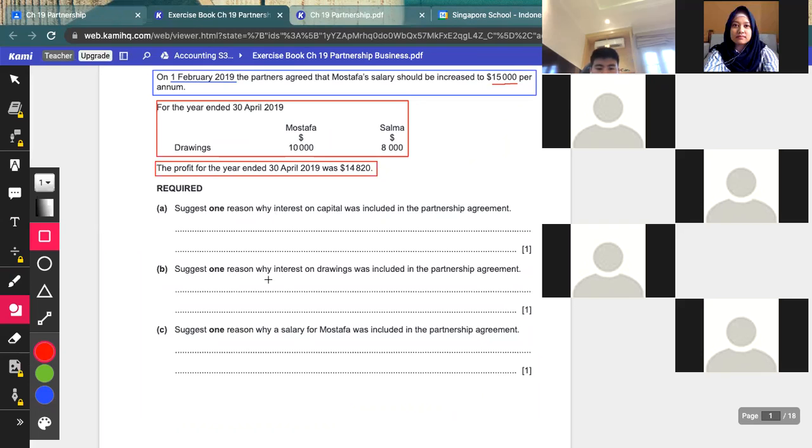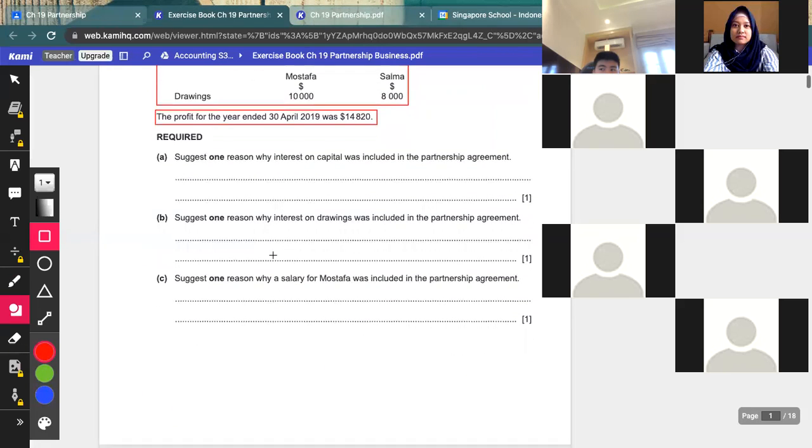Suggest one reason why interest on drawings was included in the partnership agreement. You can explain what interest on drawings is, just like how I explained interest on capital. And then suggest one reason why the salary of Mustafa was included in the partnership agreement. So basically, this kind of theory might occur in partnership. Yeah, it is not hard. It's just common sense, but you have to state it, write it clearly.